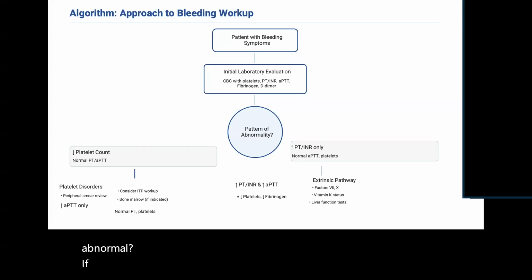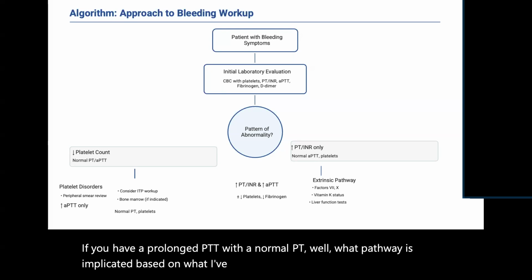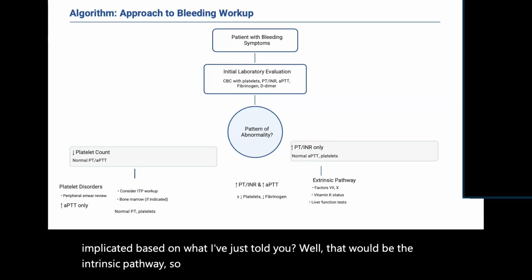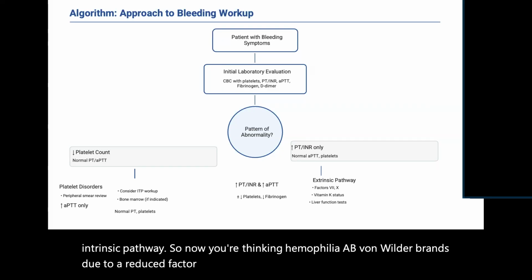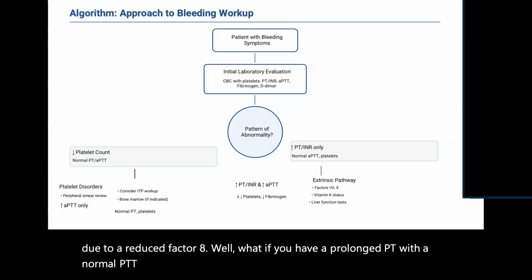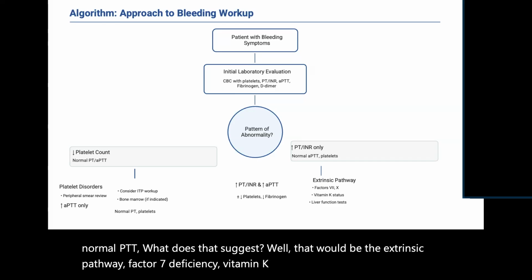If you have a prolonged PTT with a normal PT, well, what pathway is implicated based on what I've just told you? Well, that would be the intrinsic pathway. So now you're thinking hemophilia A/B, von Willebrand's due to a reduced factor 8. Well, what if you have a prolonged PT with a normal PTT? What does that suggest? Well, that would be the extrinsic pathway, factor 7 deficiency, vitamin K deficiency, or early liver disease.